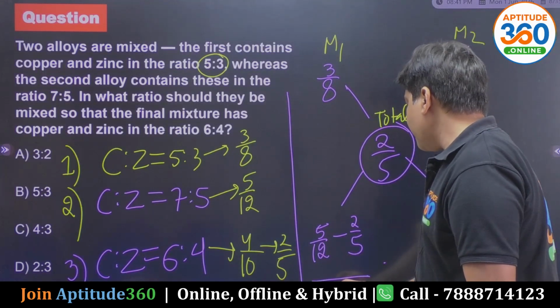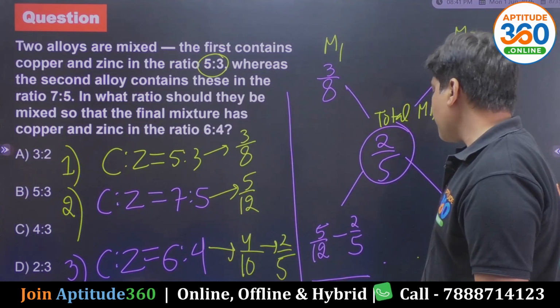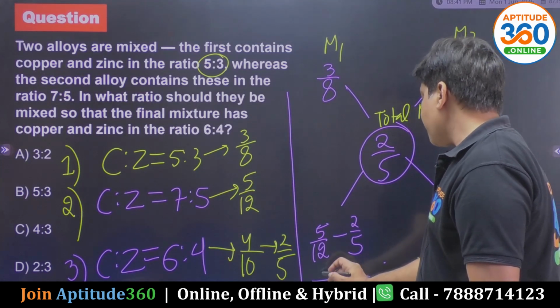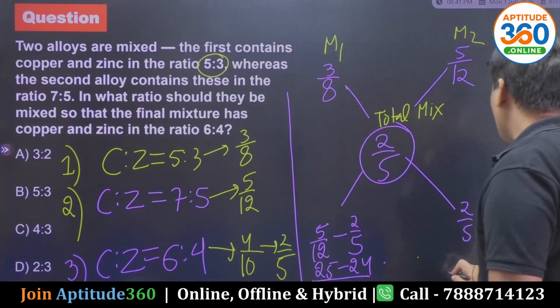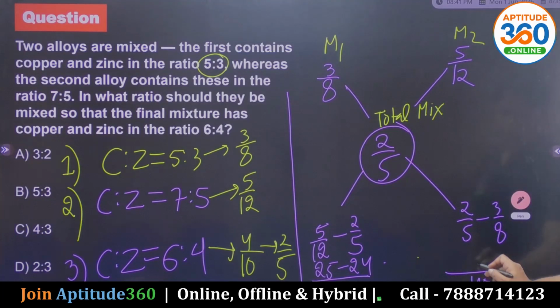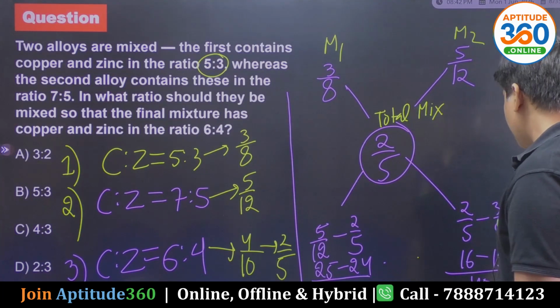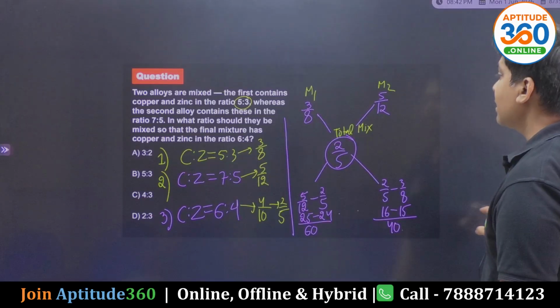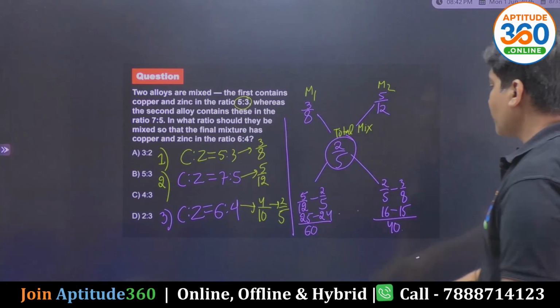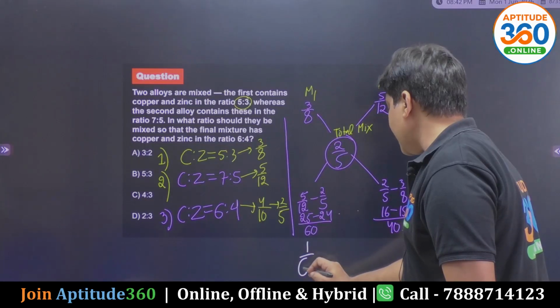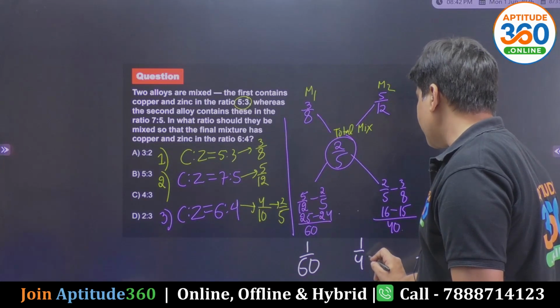So this is 5 and 12, this is 60, isn't it? And then this is 5 5s are 25, and then this is 24. Over here, this is 40. 8 2s are 16, minus 5 3s are 15. So what is the ratio that you are getting here? If you look at it, your ratio comes out as, over here, this is 1/60 and this is 1/40.